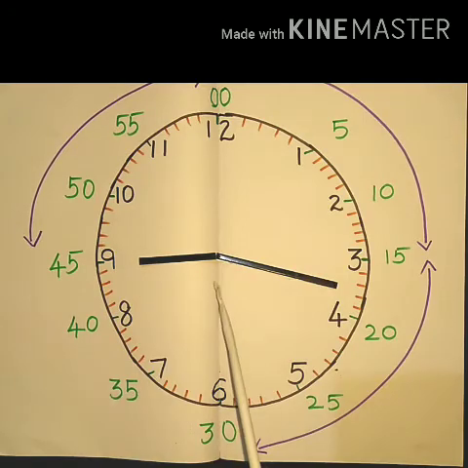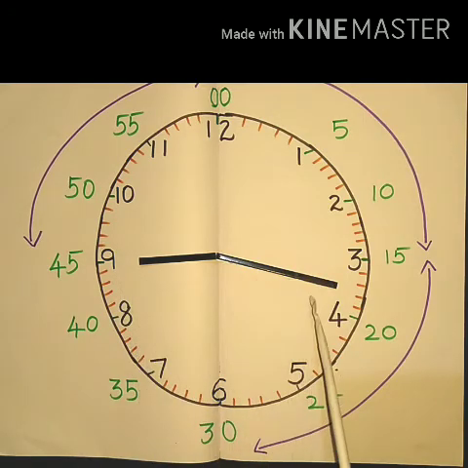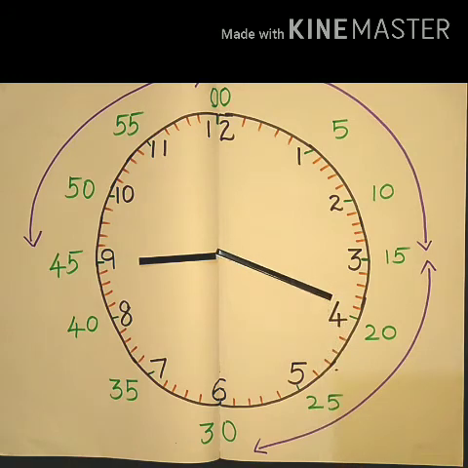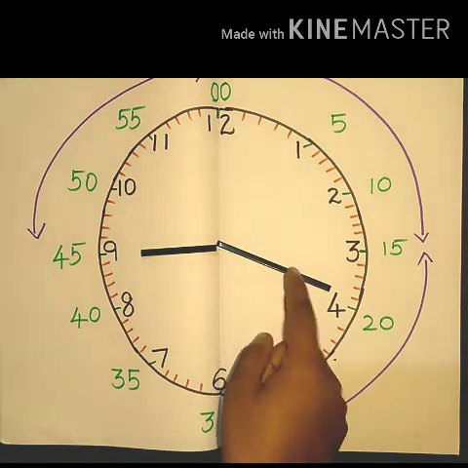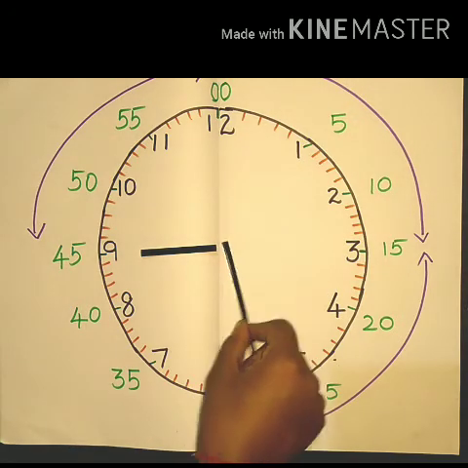Now the hour hand is pointed towards 9 and the minute hand is pointed towards 4. What's the time now? First you have to see the hour hand, that is 9. 9 hours 20 minutes. Students, at home also make a clock with a paper plate or cardboard and move the hour hand and minute hand to make a different time.